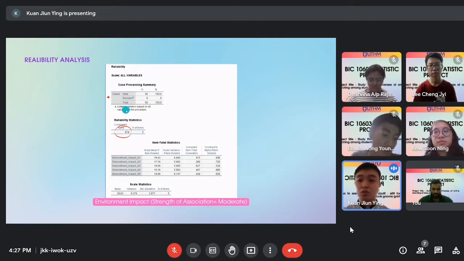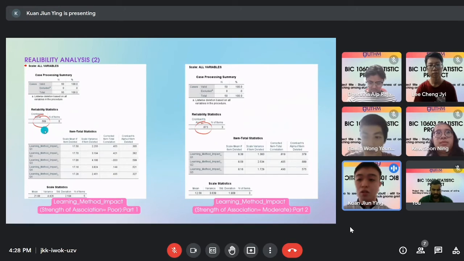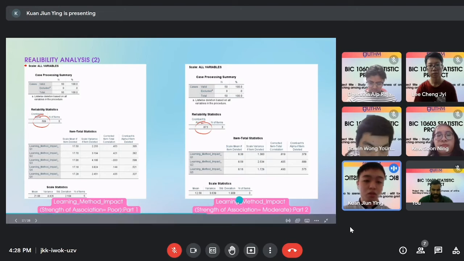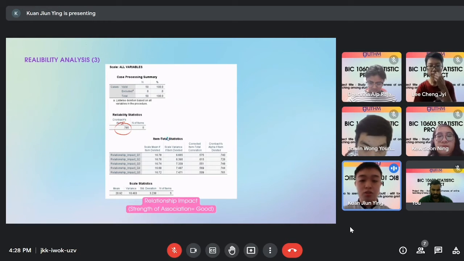I'm going to present the reliability analysis. First, for the environment impact, the strength of the association is moderate because the value we get is more than 0.6. The second one is the section on learning method impact. For part one, we got lower than 0.6, so we deleted two of the questions and got 0.6, and the strength of the association became moderate. Then for the section on relationship impact, we got 0.785, so the strength of association is good.